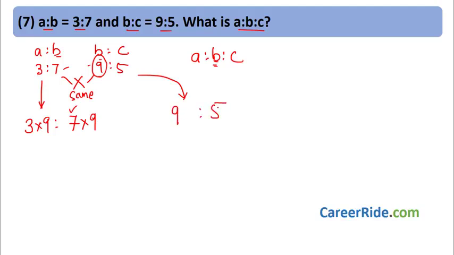9:5. Now, what are two values of B? 7 and 9, but we already have 9 over here. So take this 7 and multiply throughout: 9 into 7, 5 into 7. What do we get? 9 3s are 27, 7 9s are 63, 9 7s are 63, 5 7s are 35.